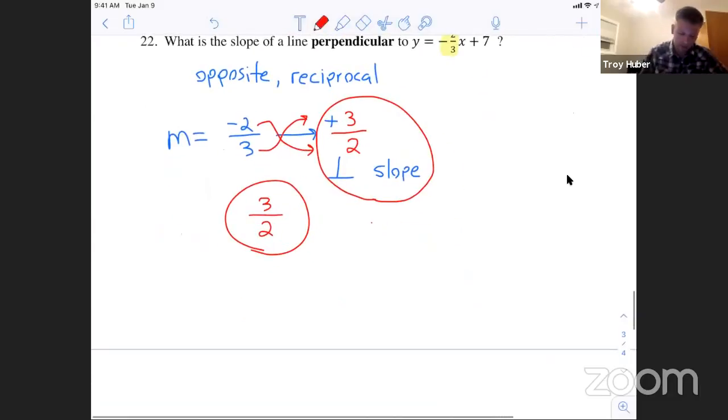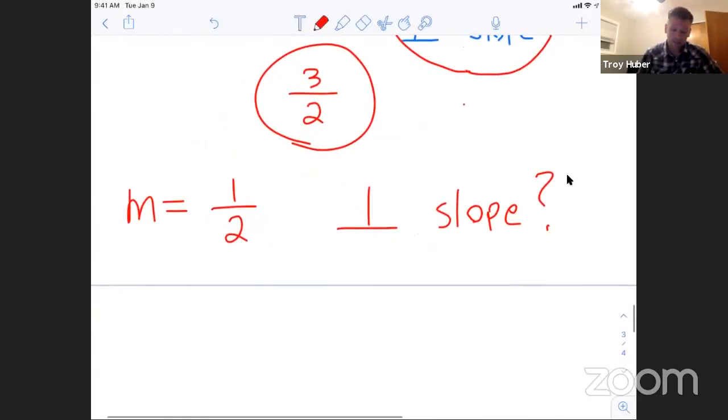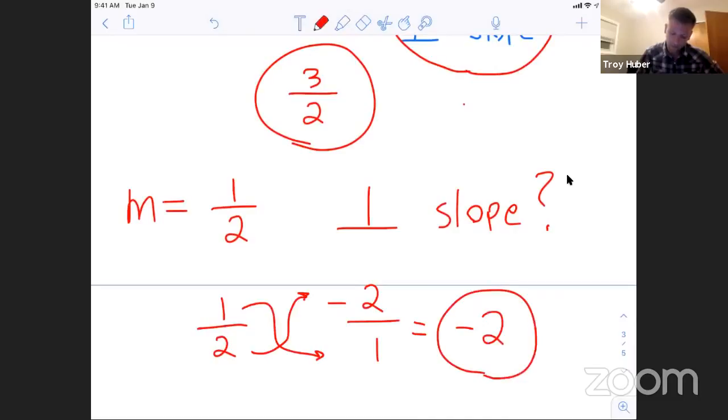If I gave you another one, maybe I said, hey, your slope is 1/2. What is the perpendicular slope? This is just an abbreviation for perpendicular too. Again, I have 1/2. I have to do the reciprocal, so flip-flop the numerator and denominator, and then do the opposite. It was positive, so now it's negative. Or I could simplify this to be a negative 2. That would be my perpendicular slope.